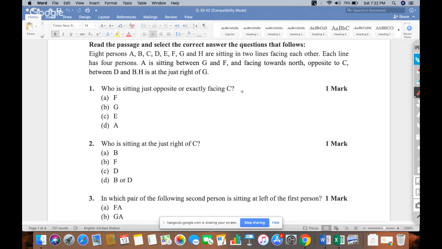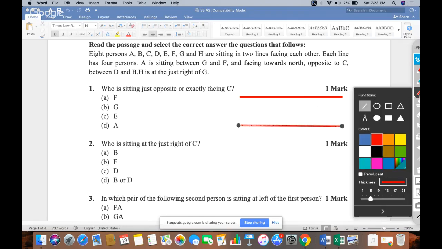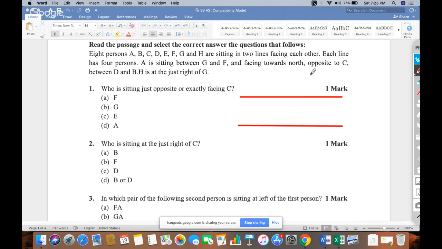So let me make two lines facing each other. These are the two lines in which 8 people are sitting together. Each line has 4 persons. A is sitting between G and F and facing towards north. So this side is facing towards north and this side is facing towards south.